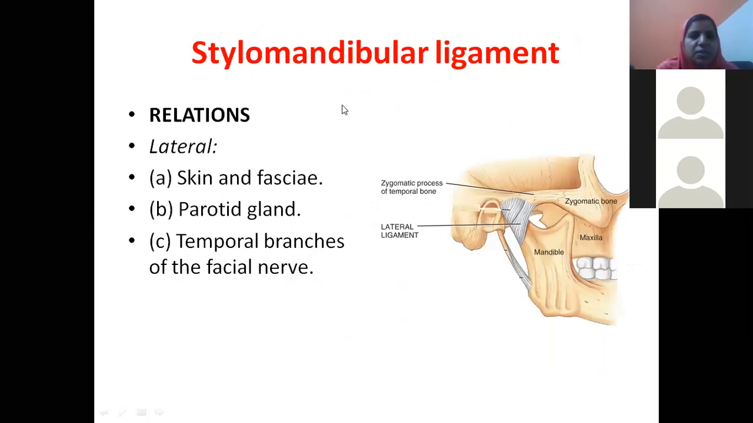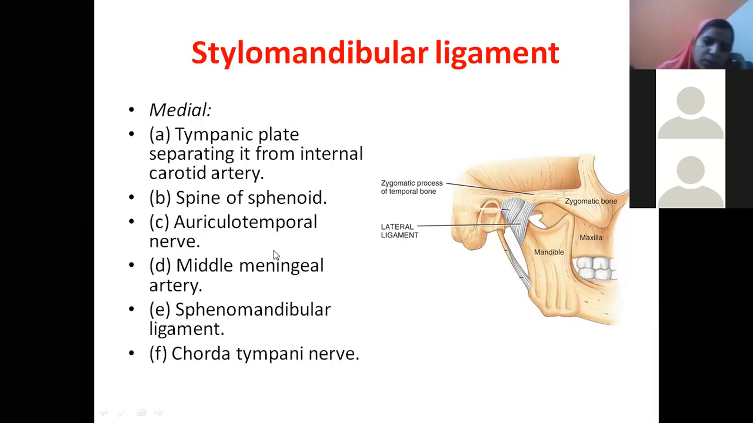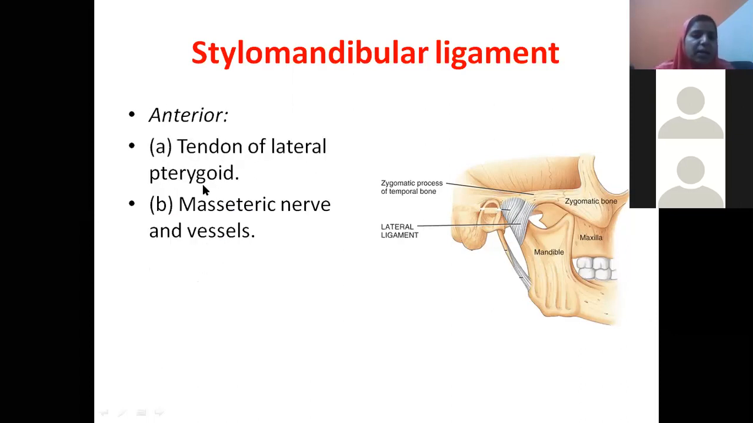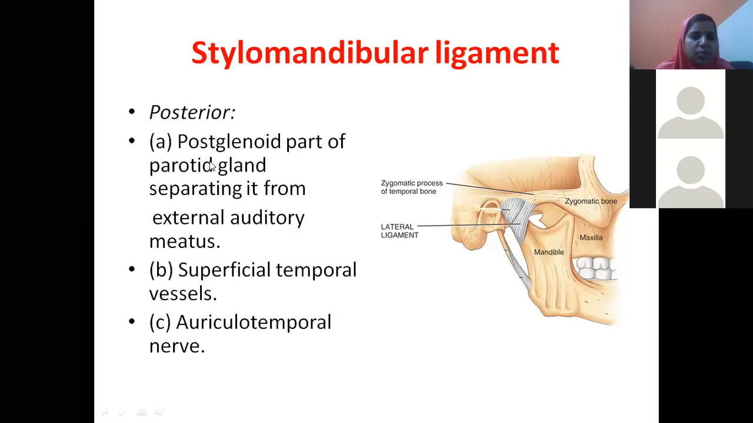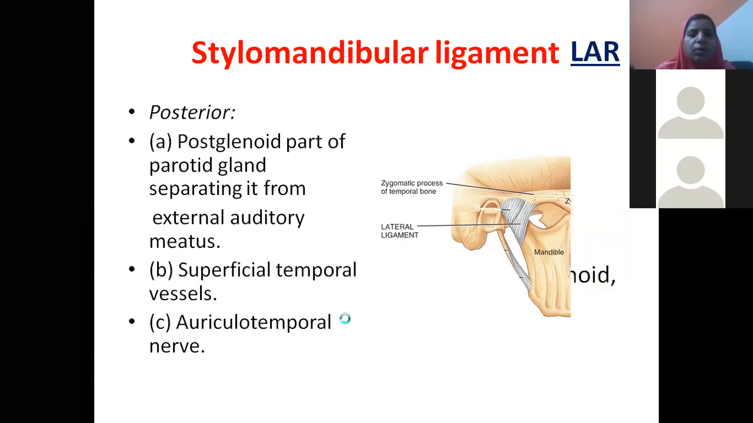Now coming to the relations of the stylomandibular ligament, laterally it is related to skin and fascia, parotid gland and temporal branches of facial nerve. Two or three relations you can remember. Medially, it is related to the tympanic plate, separating it from the internal carotid artery, spine of the sphenoid bone, auriculotemporal nerve, middle meningeal artery, sphenomandibular ligament, chorda tympani. Anteriorly, tendon of lateral pterygoid, masseteric nerve and vessels. Posteriorly, postglenoid part of the parotid gland, external acoustic meatus, superficial temporal vessels, and auriculotemporal nerve.